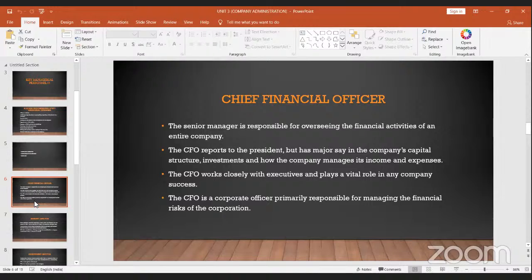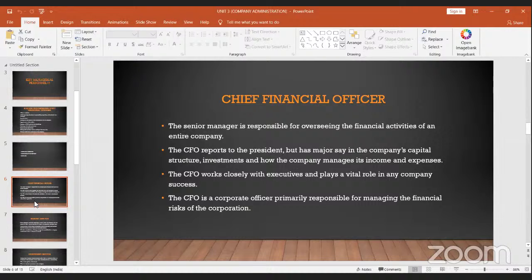Because when they select a chief financial officer, he has enough knowledge about the financial transactions and the details they have to submit to the external auditor. That's why they appoint a senior manager responsible for overseeing the financial activities of an entire company. What financial activities are required? The entire company depends on finance only. Without money we can't run the business.